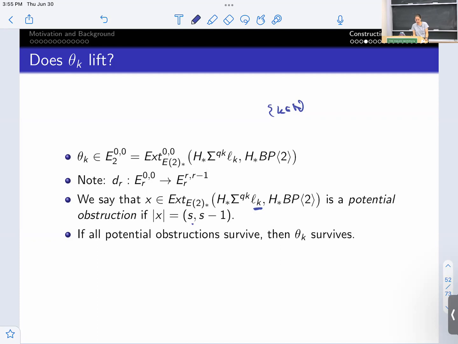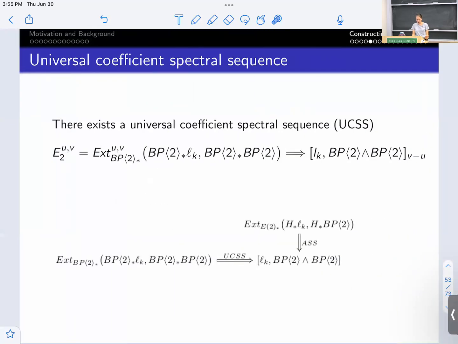So the idea is that if we can show that all of these potential obstructions survive, then that will tell us that they can't have been hit by a differential off theta k. So then theta k itself must also survive. In order to actually show that the potential obstructions survive, we're going to use another spectral sequence. The idea here is that we're going to use a type of universal coefficient spectral sequence. This is Boardman-Robinson. So if we look at Ext over BP2 star, BP2 star L_k, BP2 star BP2, this should converge to the same thing as the Adams spectral sequence we were looking at.